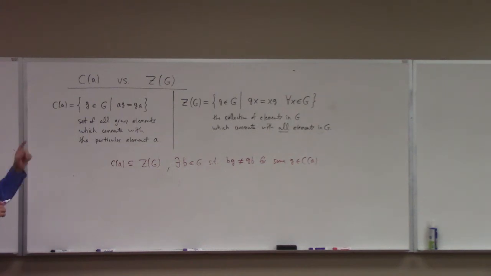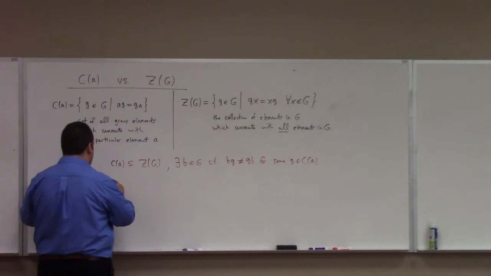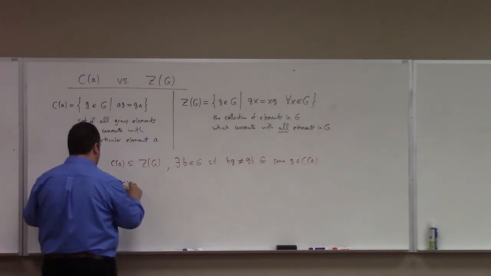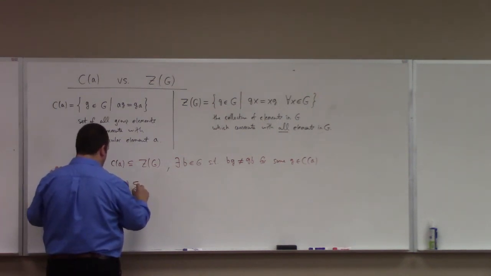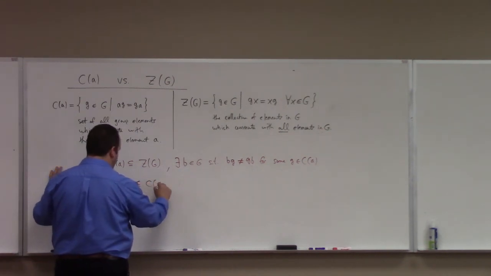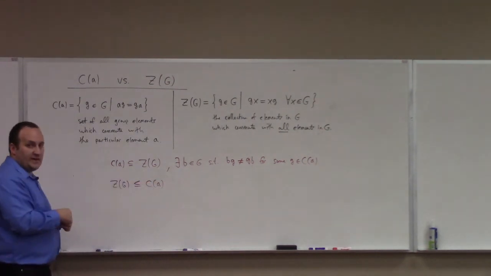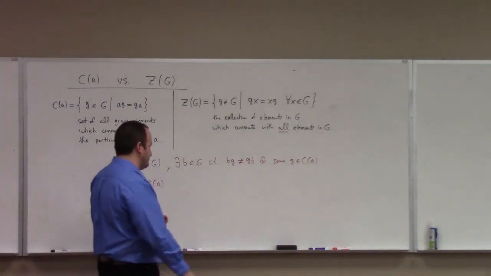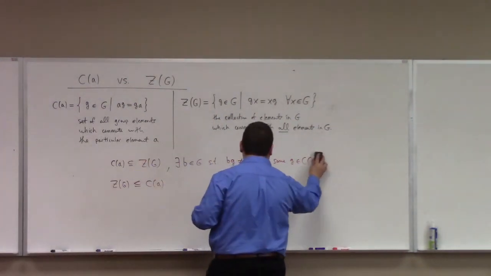But the things in the center commute with everything. If something commutes with everything, it necessarily commutes with something. So it follows that the other way is true. The center of the group is a subset, indeed a subgroup, of the centralizer of A for each A.